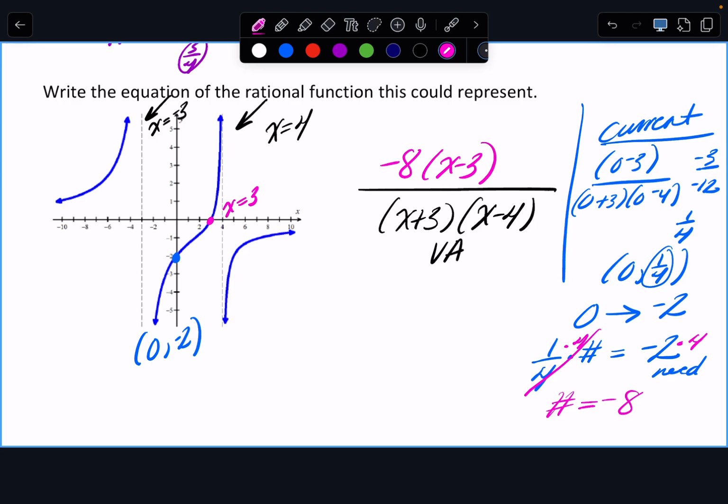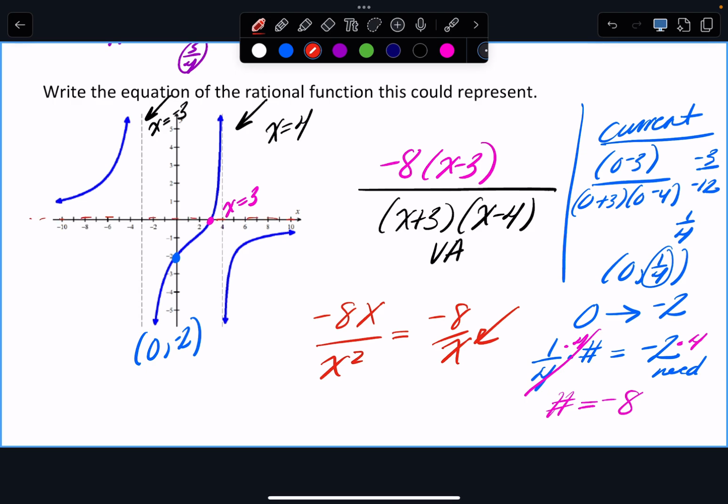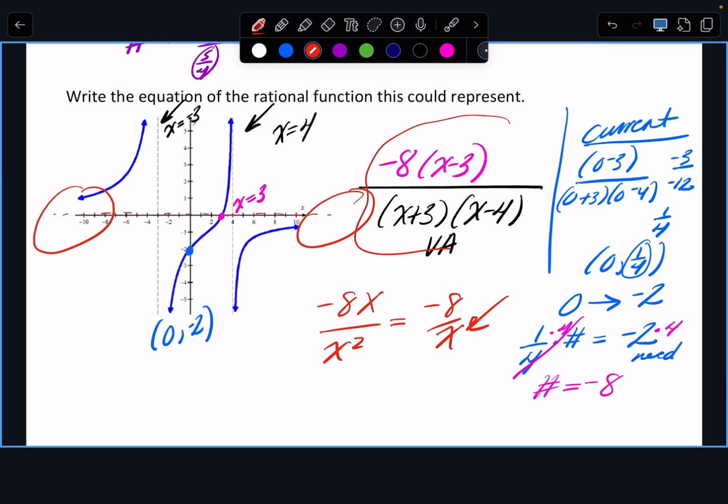And this is creating a horizontal asymptote at 0. Let's pray that it's already 0. Why is it 0? Because on top I have -8x and on bottom I have x squared, so that would be -8 over x. Do you guys see how it's 0 currently? And if you look at it, it actually is 0. Out here it's approaching 0, and out here it's approaching 0. Okay, we're good then. So that would have been your final answer.